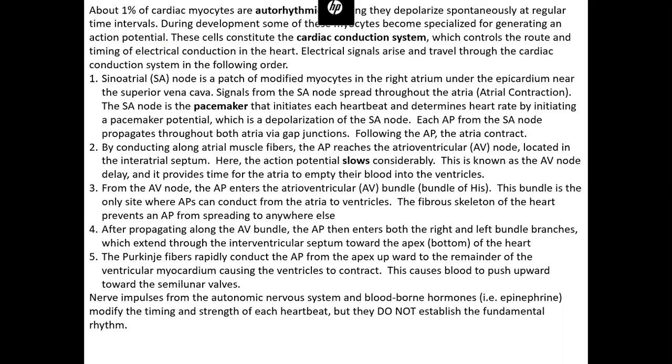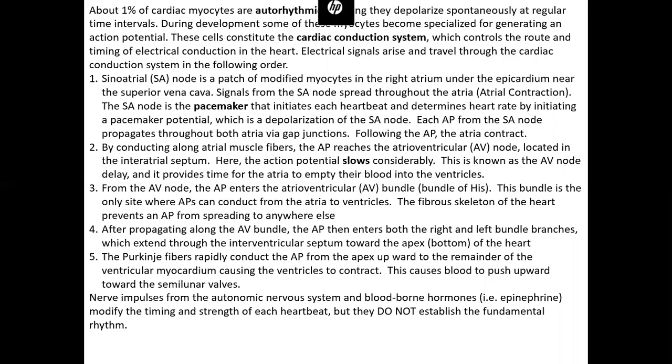So reading through, about 1% of cardiac myocytes are described as being autorhythmic, meaning they depolarize spontaneously at regular time intervals. During development, some of these myocytes become specialized for generating action potentials, and these are the cells that essentially become the wiring of your heart, what we call the cardiac conduction system, that not only controls the route, but the timing of electrical conduction in our heart.